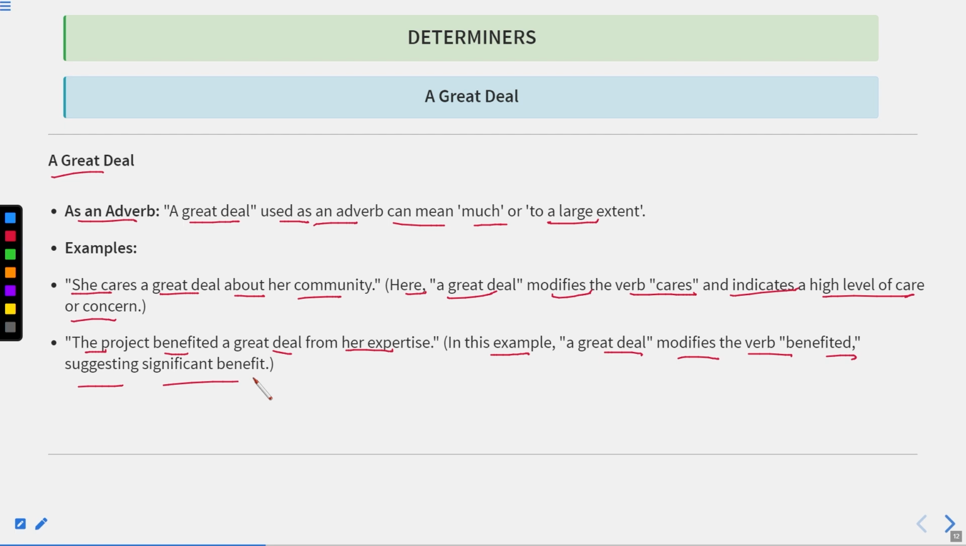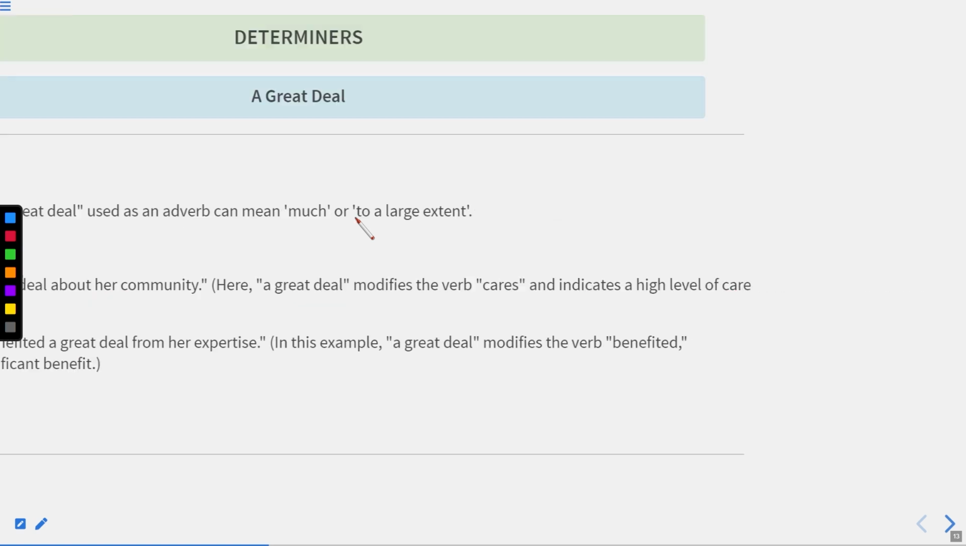So here you can see that a great deal is qualifying the word cares. Cares is a verb. And the project benefited a great deal. So a great deal is qualifying the word benefited, which is actually a verb, not the noun. Now let us move to the next one.